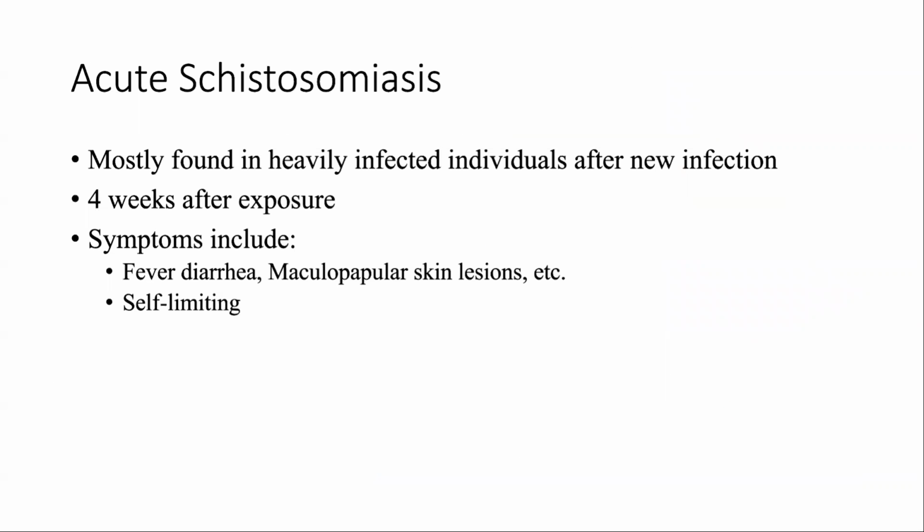All right, so there's acute schistosomiasis. This one's mostly found in heavily infected individuals who just got new infections. So this is like a first timer. You're probably going to see acute, and this one occurs for 4 weeks after exposure. And then these are some of the symptoms, but the symptoms are self-limiting, which just means that if it's not too bad, then the symptoms just go away on their own.